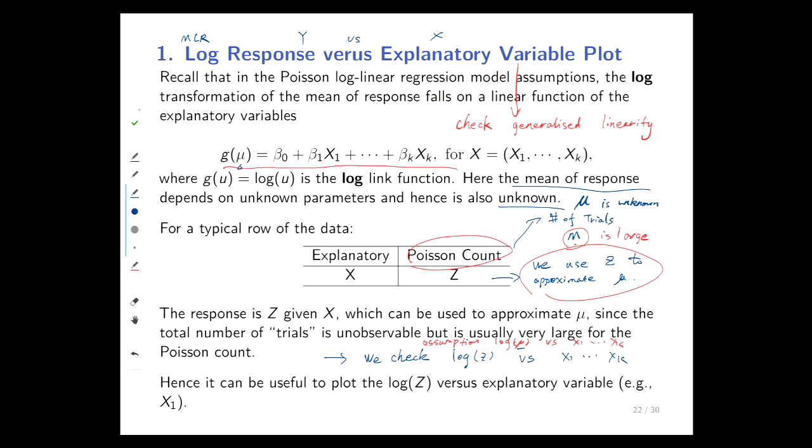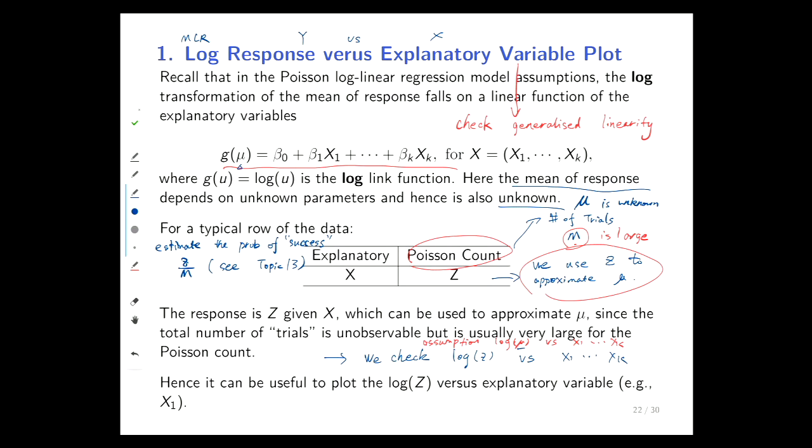So if we have m, we can actually estimate the probability of success by using z divided by m, if you still remember. So this is from the binomial logistic regression model. So you need to see topic 13, I think.